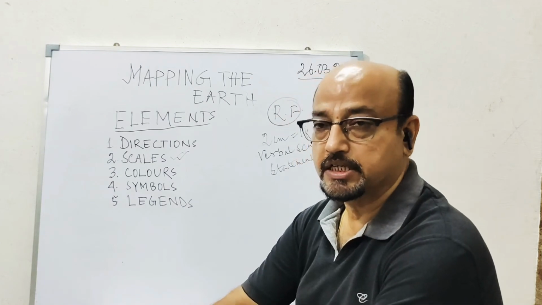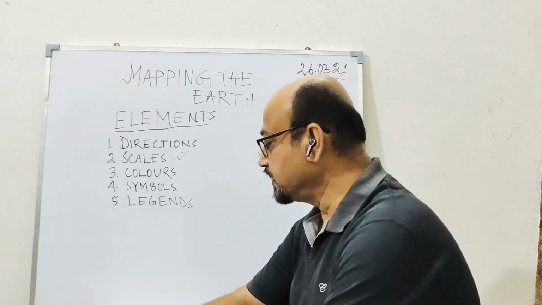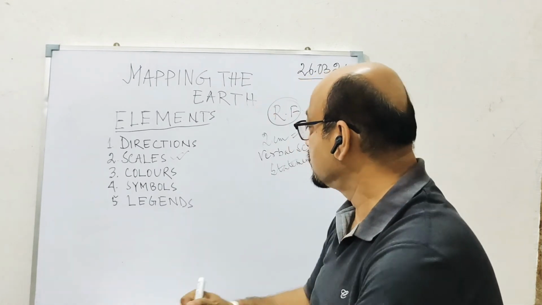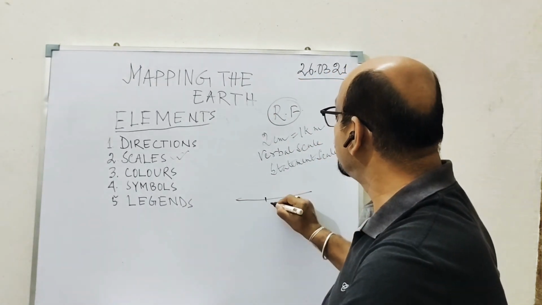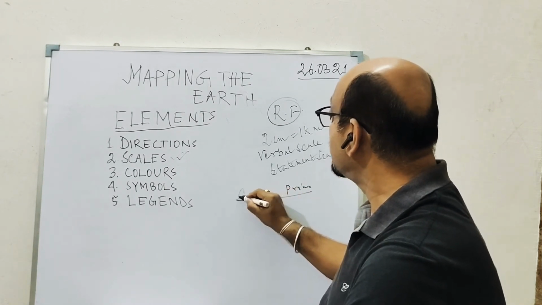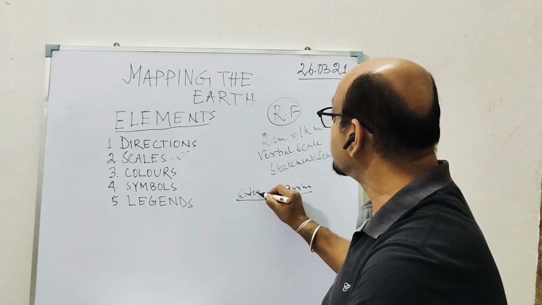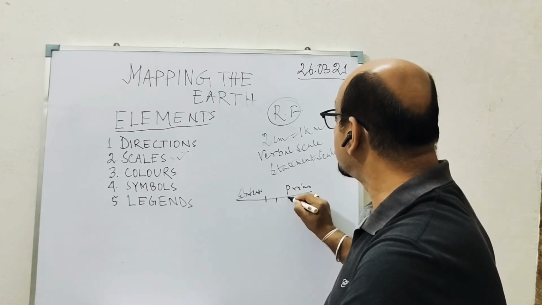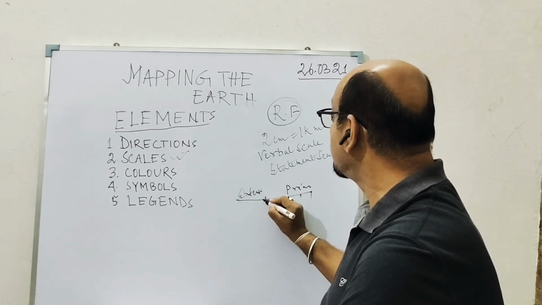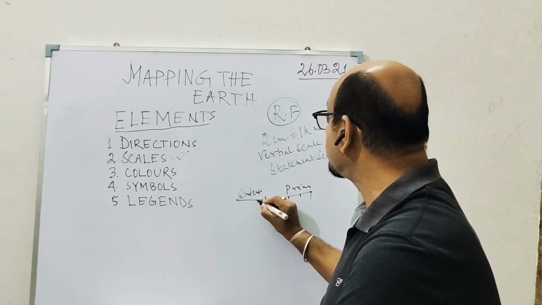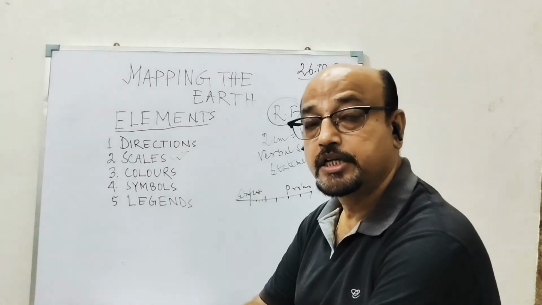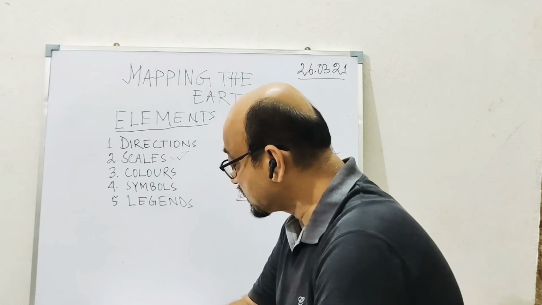And on the left hand side of the 0, it is known as the extension scale. So in this way, if it is 0 here, this is known as the primary scale, and this is known as the extension scale. This side is 1 kilometer, 2 kilometers, 3 kilometers, 4 kilometers, and this side has 100 meters, 200 meters, 300 meters, 400 meters, 500 meters. So in this way, this is known as the extension scale.